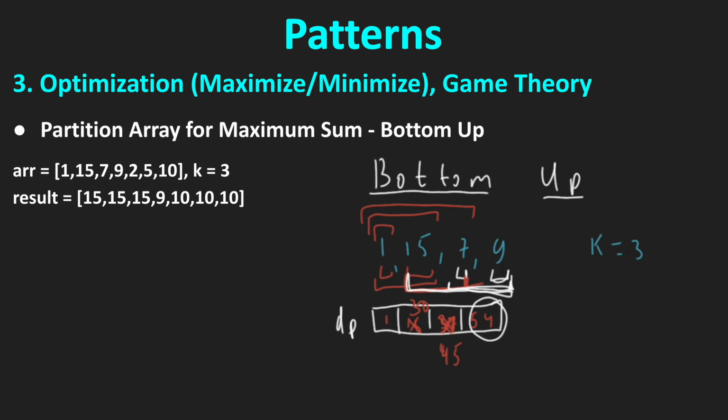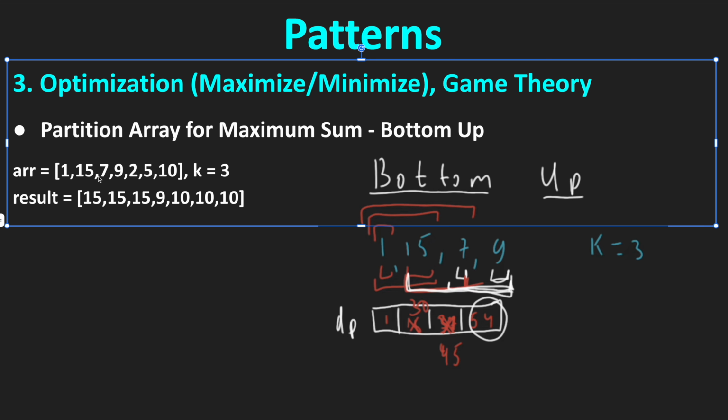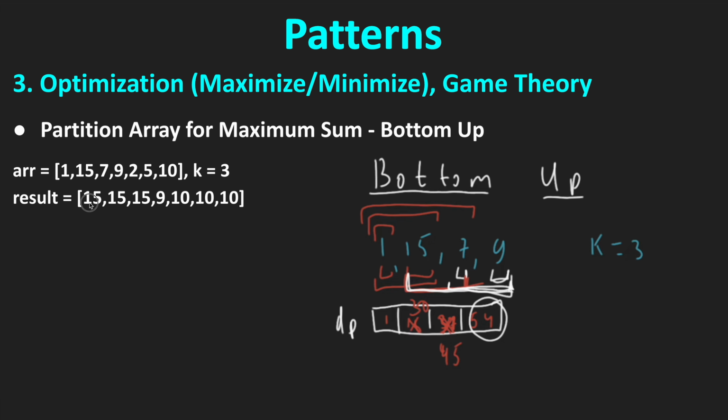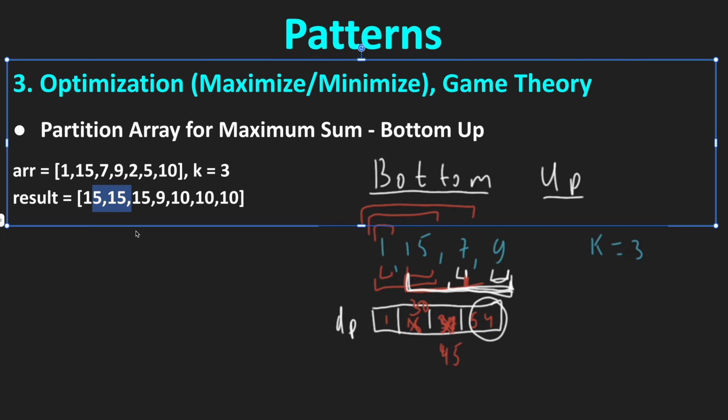So now let's go to the next one, which is partition array for maximum sum. In this problem, we are given an array and a k. In our array, we can select a number of elements and convert them to the maximum number in that subarray. For example, let's say we choose the first 3 elements and convert them to 15, because 15 is the maximum number in this subarray.